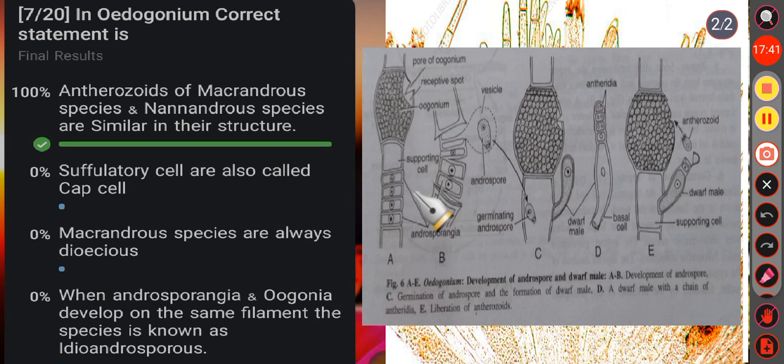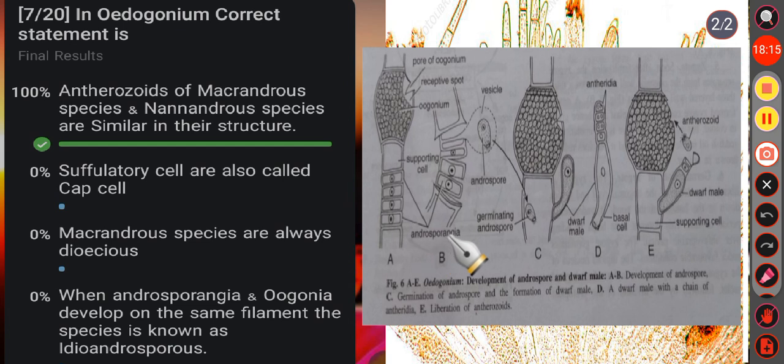First, in nanandrous species, androsporangia are born. Then, the nucleus of androsporangia does not divide and the protoplast metamorphoses into a single uninucleate multiflagellate androspore. Remember, in nanandrous species, antherozoids are not directly formed, but here first androsporangia are born.